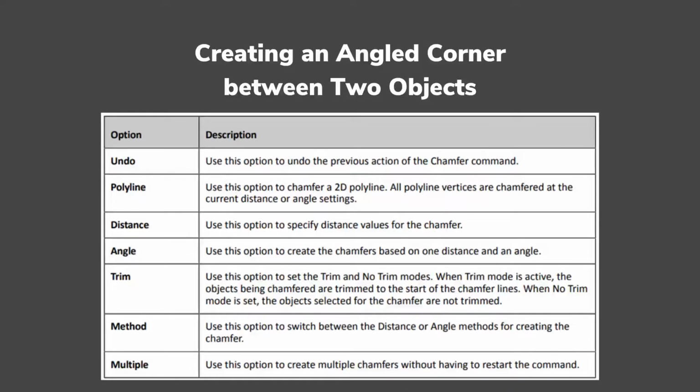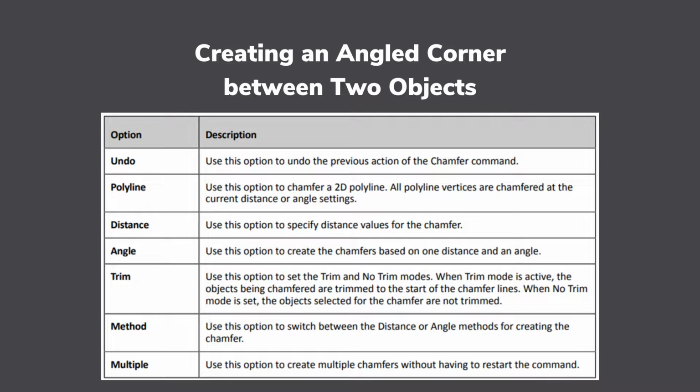So the first option is the undo. So it uses this option to undo the previous action of the chamfer command. So the option polyline, use this option to chamfer to the polyline. All polyline vertices are chamfered at the current distance or angle settings. Next, for the distance, use this option to specify distance values for the chamfer. For the angle, use this option to create the chamfers based on one distance and an angle.